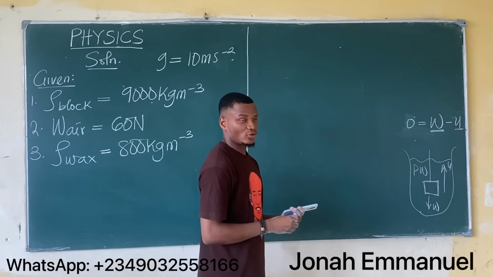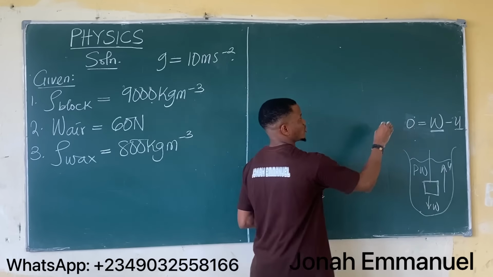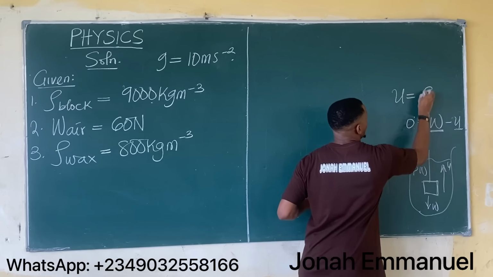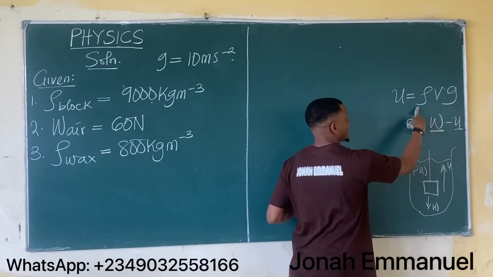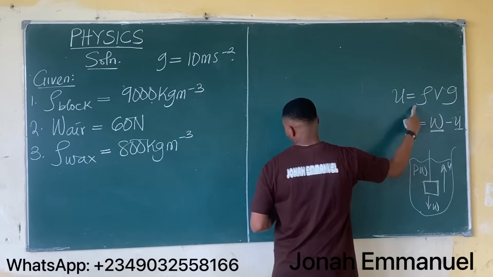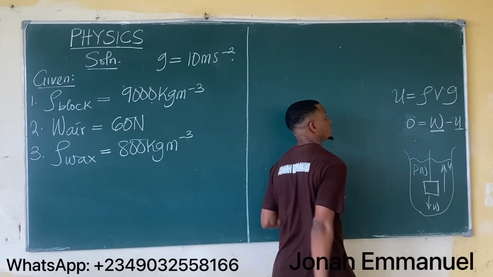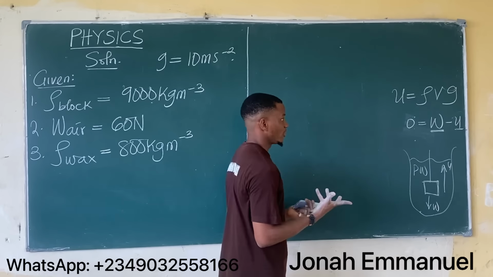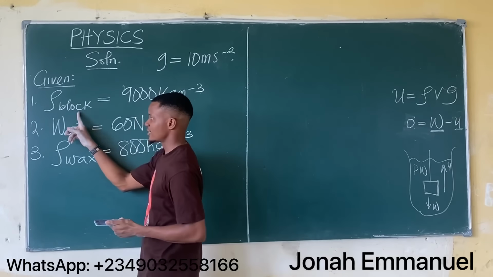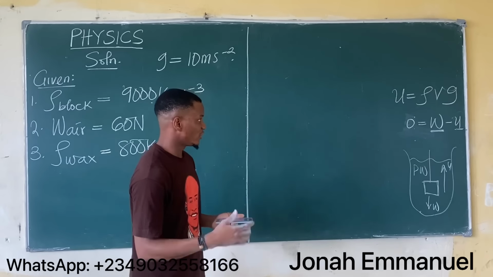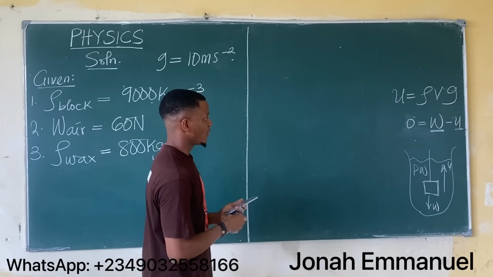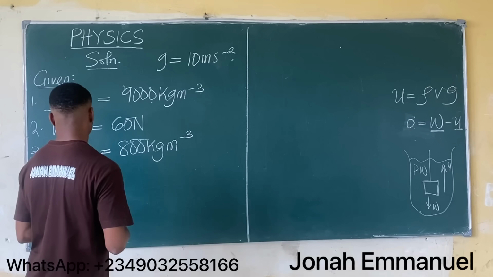Our task would be to find the upthrust of the block in paraffin wax. So how do we get upthrust? Remember that we said upthrust U is equal to rho Vg, density of the paraffin wax, which we have here. Next up, volume of the block. So I have to get the volume of the block first. How do I get the volume of the block? So let's get the volume of the block.